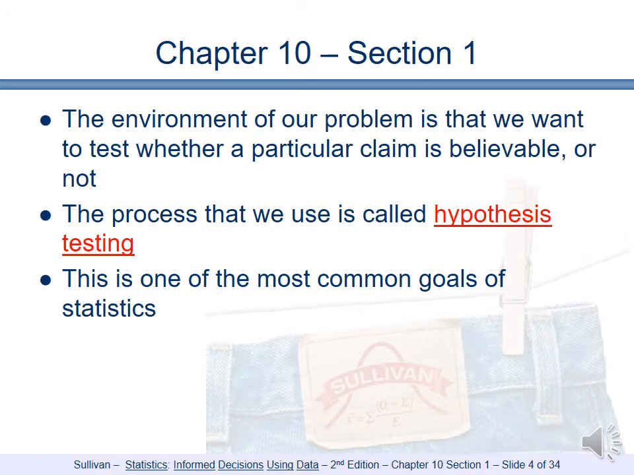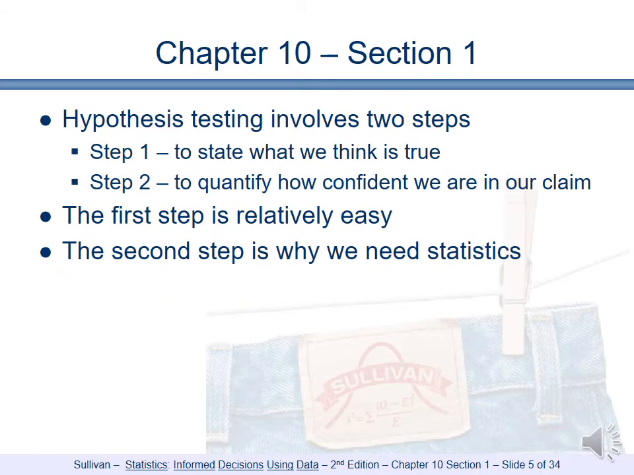The environment of our problem is that we want to test whether a particular claim is believable or not. This is what we call hypothesis testing. It's one of the most common things we want to learn how to do in statistics. That's why it's one of our goals. So a hypothesis test involves two steps. Step 1, state what we think is true. And step 2, quantify how confident we are in our claim.